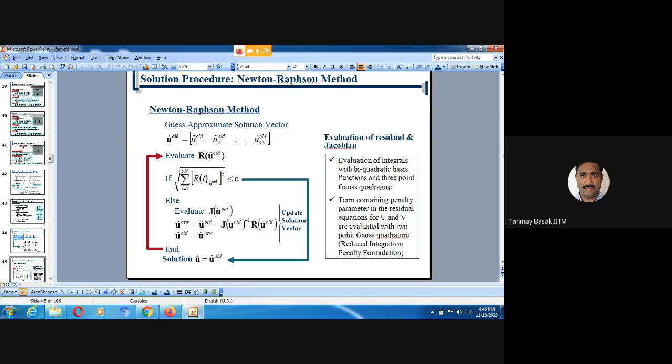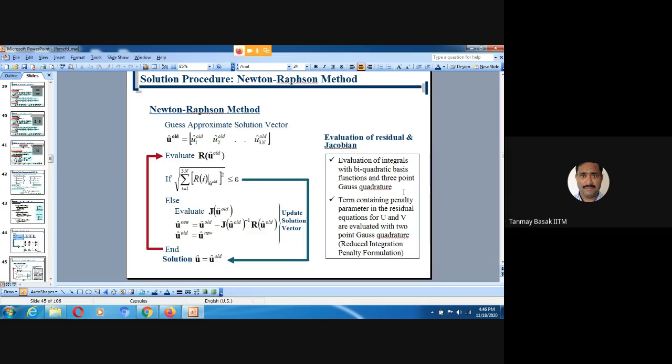Here is an interesting part I have not mentioned earlier. The evaluation of integrals we have discussed, and they are generally done by the Gaussian quadrature method, which has a tremendous advantage for the Navier-Stokes equation. If you want to know the advantages, you can always go back to my paper, Basak, Rai, Balakrishnan, 2006, which has some of the details. The terms containing the penalty parameter in the residual equations for U and V are evaluated with 2-point Gaussian quadrature, and that is for convergence purposes.